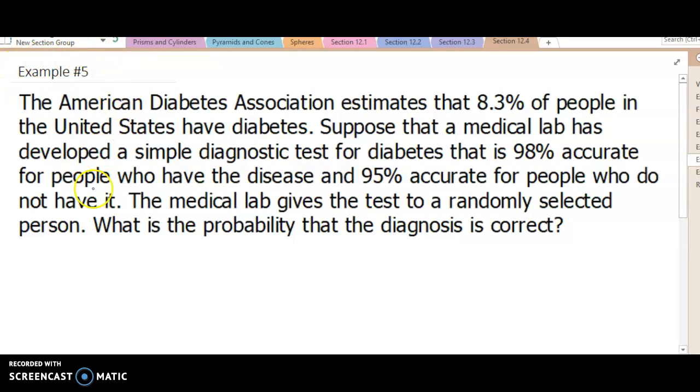All right, so we have two different events we're looking at. The first one, let's let the probability of A be the probability that a person has diabetes. Okay, and let's let the probability of B be the probability that the test is accurate.